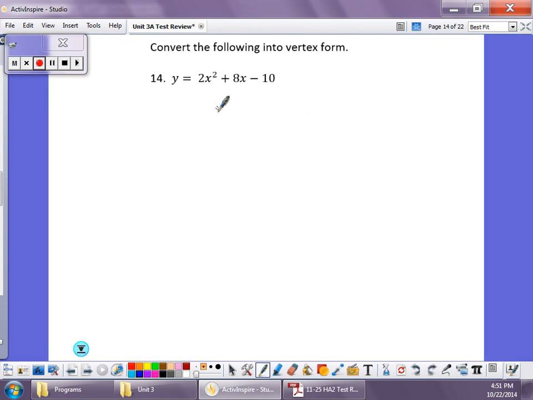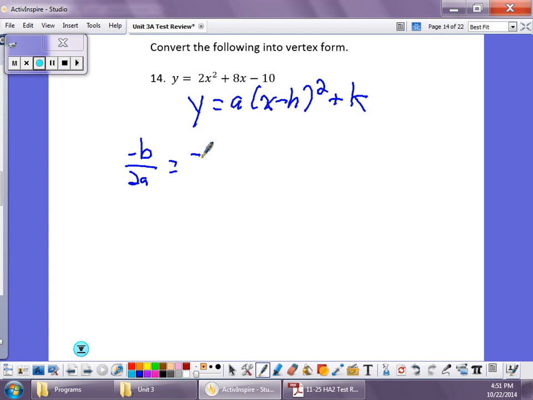Here I want to convert to vertex form. So the first thing I would do is just find my x squared in my vertex. Remember, vertex form is a, x minus h squared plus k. And my a value is the same as it was from standard form. So I know that's going to be 2, so the only other thing I need to find here is my vertex. So that's negative b over 2a. So negative 8 over 2 times 2 is going to give me negative 2. So that's the x-coordinate of my vertex.